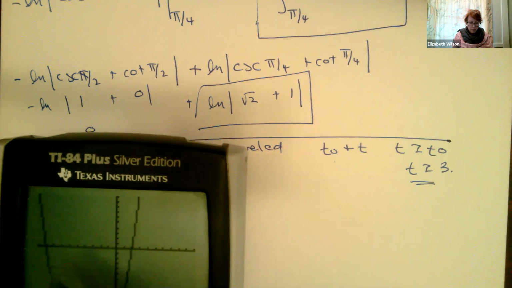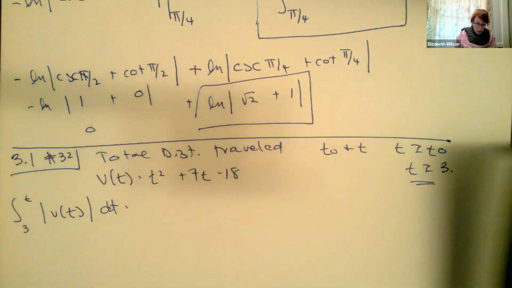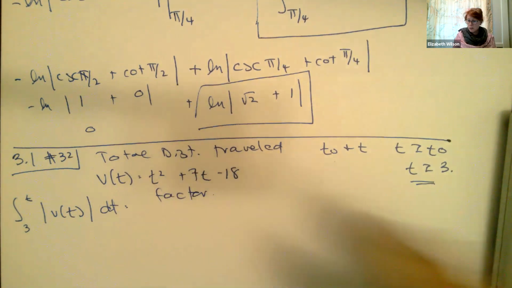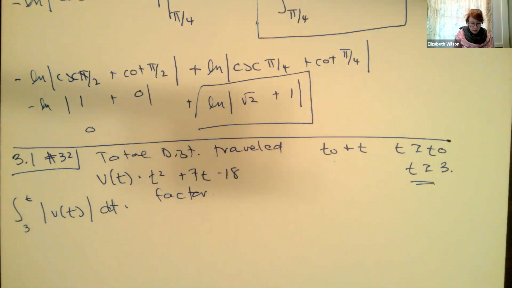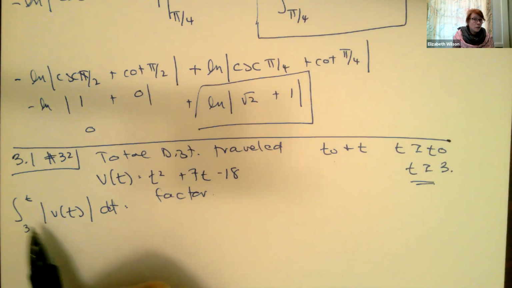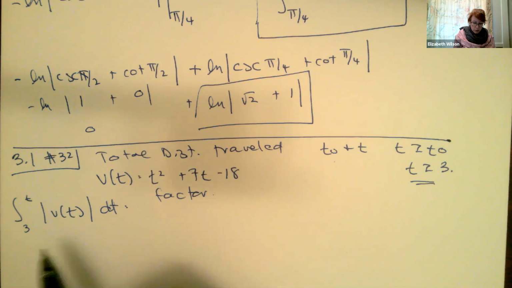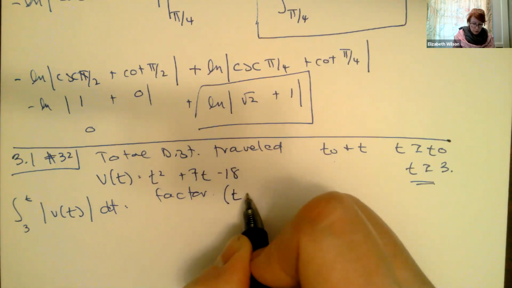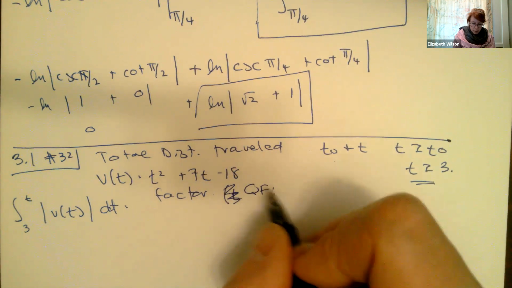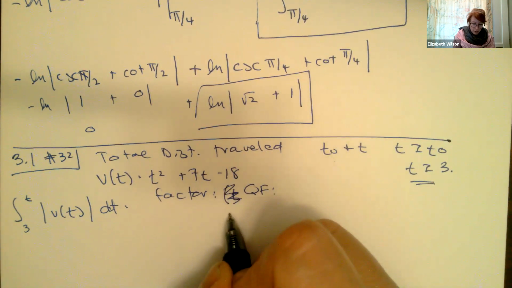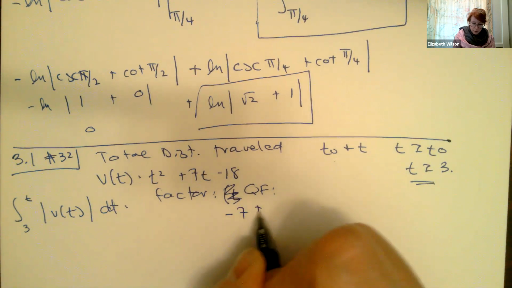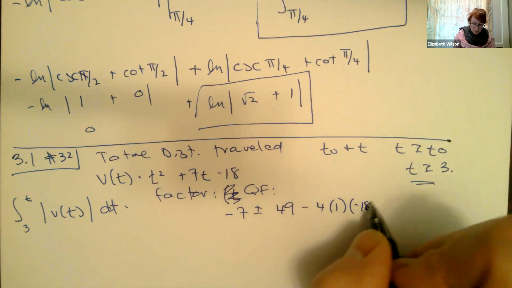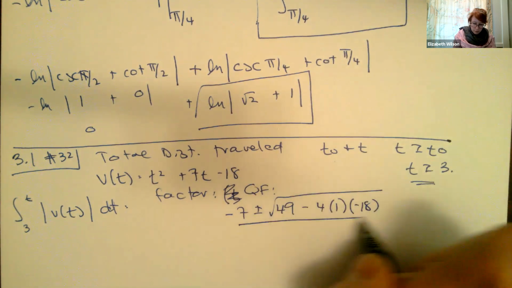So my function changes sign here and here, and I'm going to factor this to find out where the sign changes, because it's distance traveled. I have to find out where to split up my integral and where to multiply by negative 1. So I'm going to factor this. I was going to guess and check, but I'll just use the quadratic formula: minus b, so minus 7, plus or minus the square root of b squared minus 4ac, all over 2a.